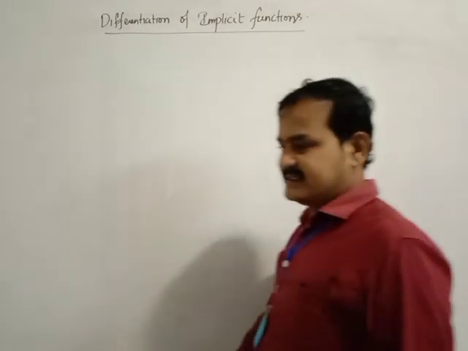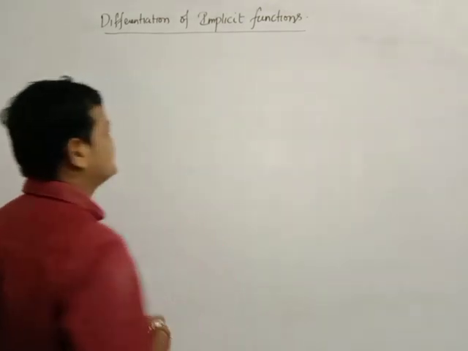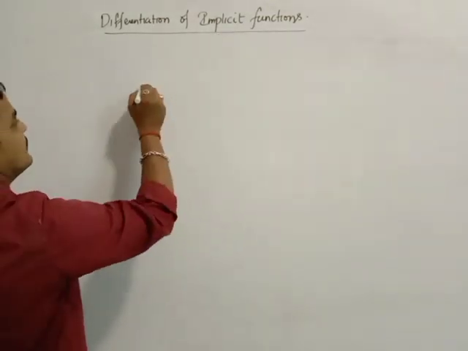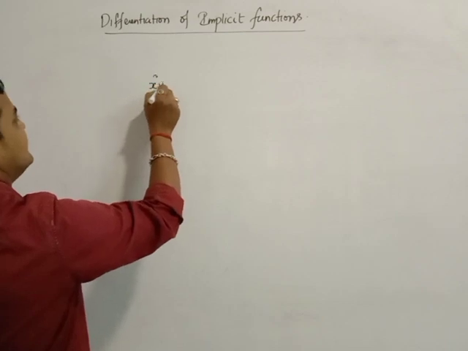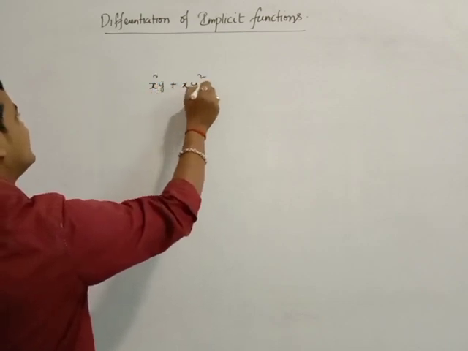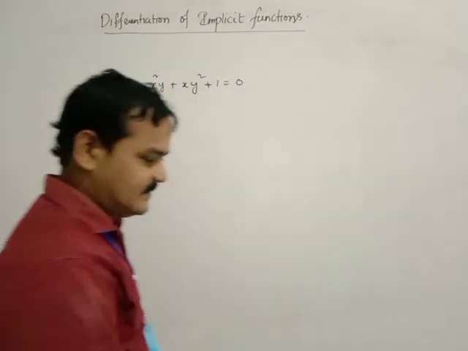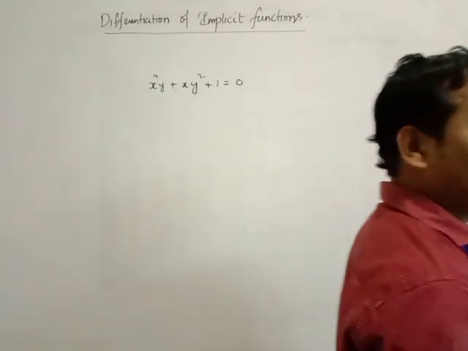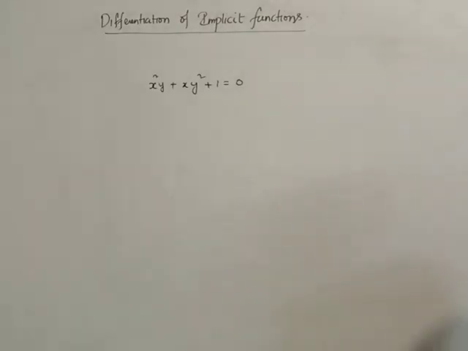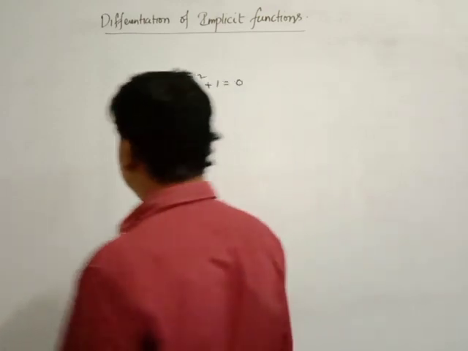So now we are going to write one problem. See, x square y plus x y square plus 1 is equal to 0. This is the one function. x square y plus x y square plus 1 is equal to 0. Clearly it is an implicit function.